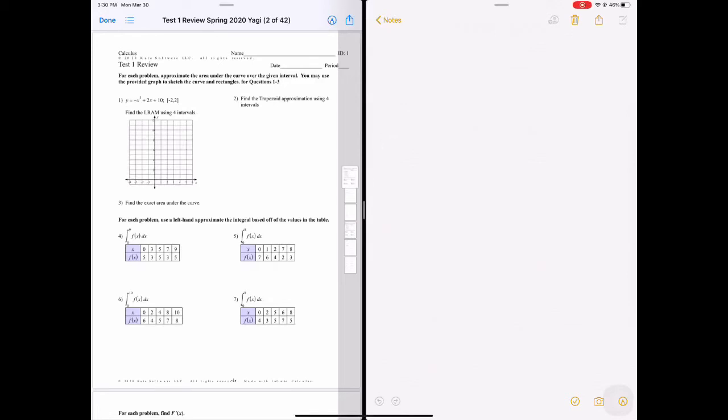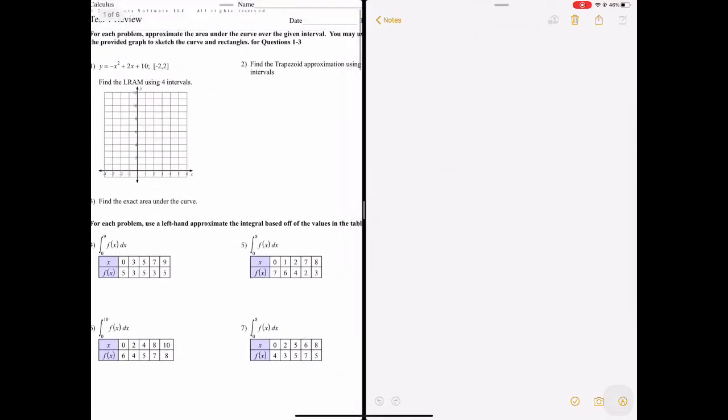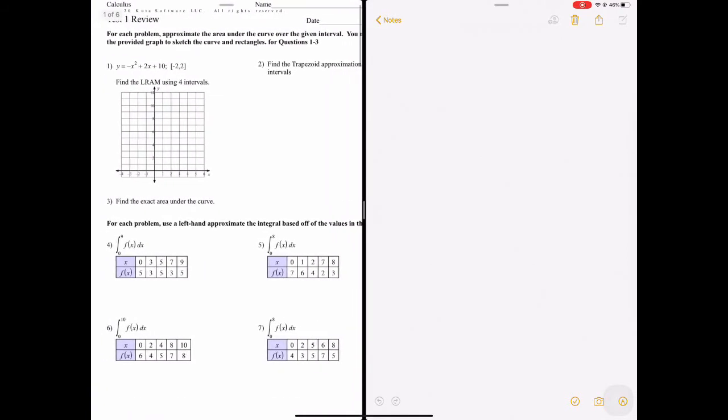Hi there, I just wanted to go over some things that we have to know for our first test. This is really all about integrals and using application a little bit, just very slightly, on what Miss O'Brien covered when it came to approximating the area underneath the curve.